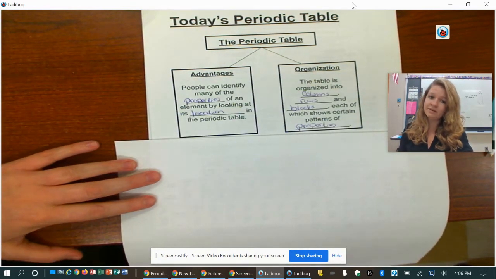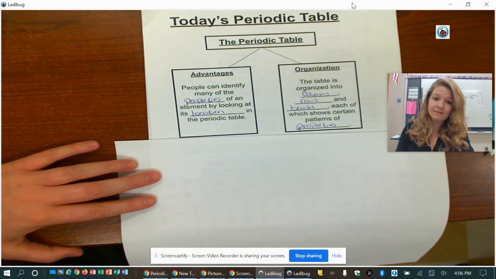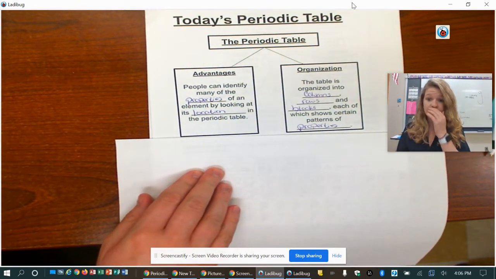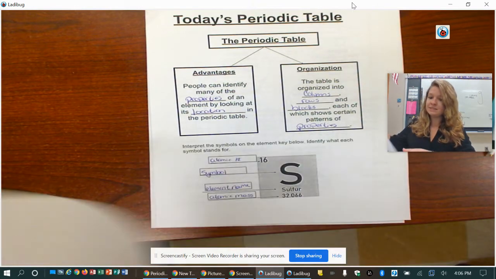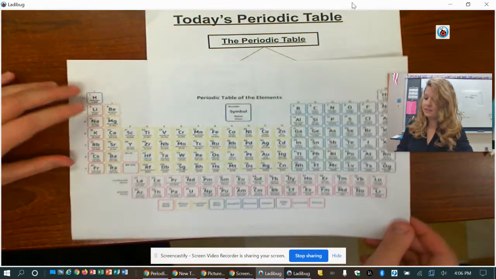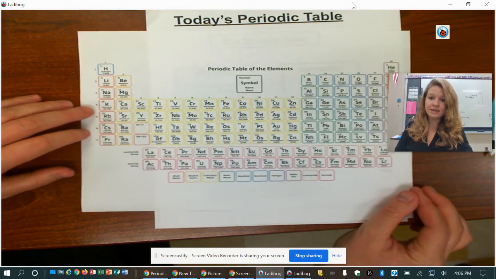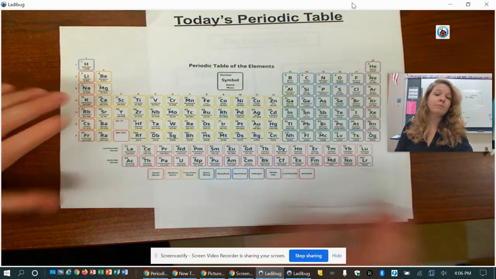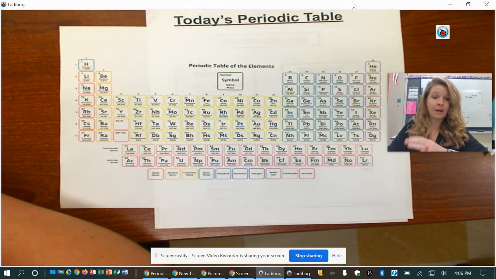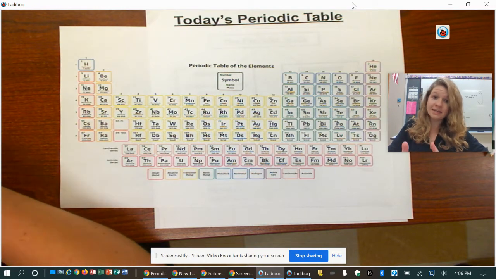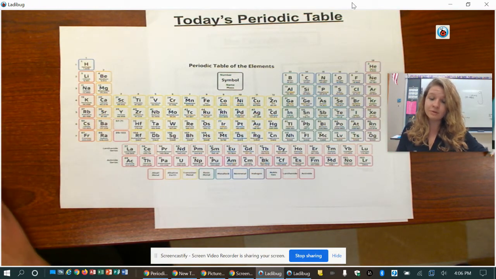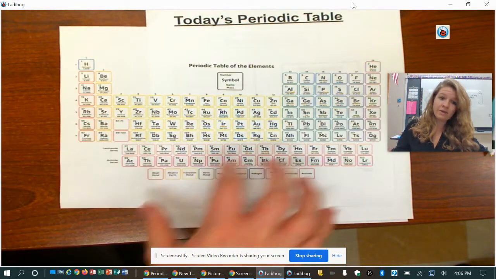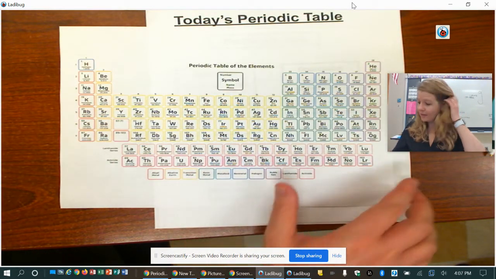So you should have found that people can identify many of the properties of an element by looking at its location or position on the periodic table. Where we see it on the periodic table can tell us what type of properties it has. Remember from our last unit, we talked about chemical properties and physical properties. That's what we're looking at here too. We can predict and know those chemical and physical properties from where they are on this table, okay?